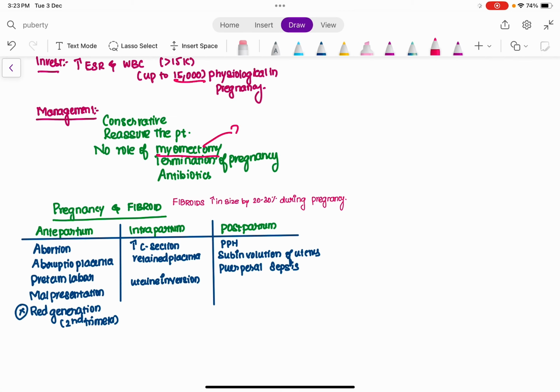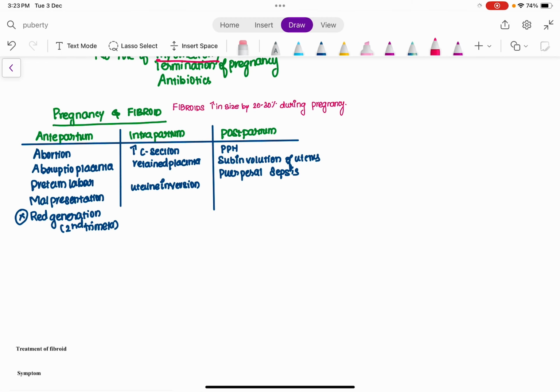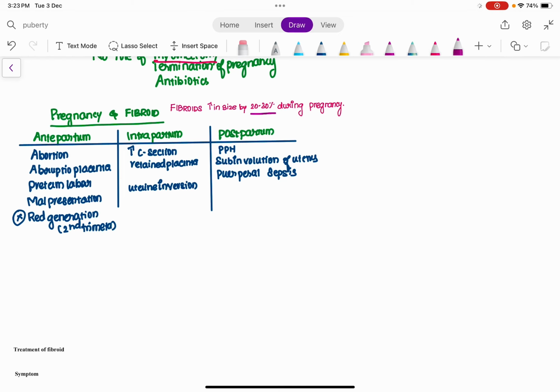What is myomectomy? Ectomy means removal. What do you mean by myoma? Myoma is a fibroid. So removal of the fibroid need not be done in a case of red degeneration of fibroid. At the same time, you should not give any antibiotics. There is no need to give any prophylactic antibiotic, and there is no need to terminate the pregnancy, right? So just conservative management is enough. Do the symptomatic management and reassure the patient. Clear?